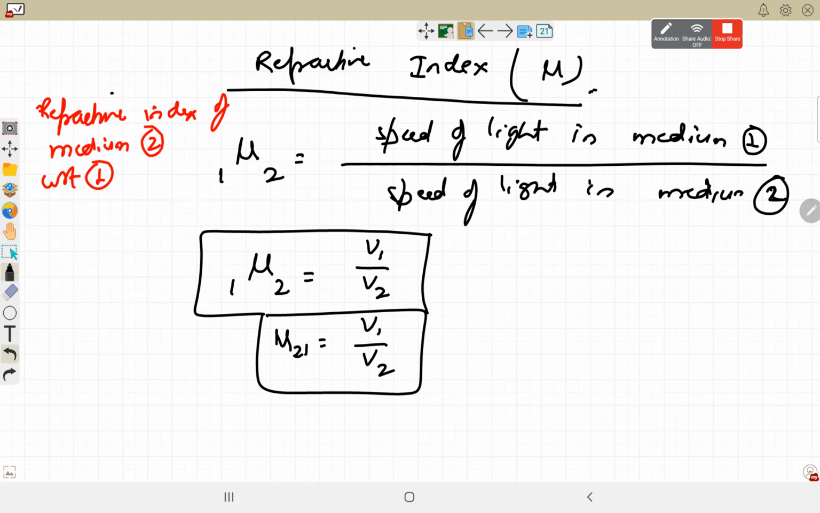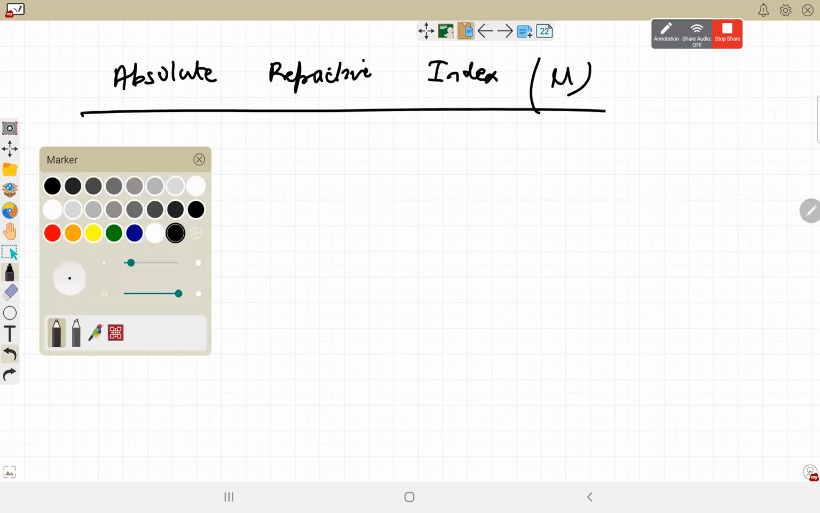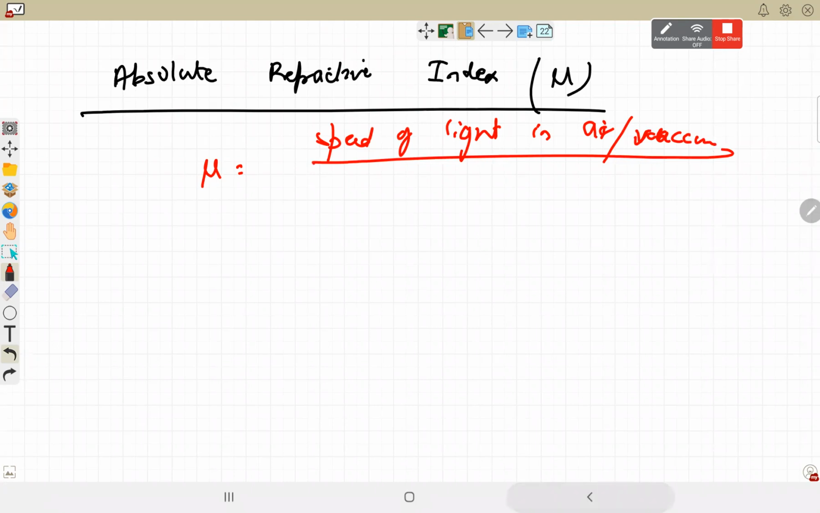Absolute refractive index का मतलब जो बाहर कोई और मीडियम नहीं है, जब कोई मीडियम नहीं है तो हम उसको यूज करेंगे as a vacuum. If there is no outside medium, that can be considered as vacuum. और वैक्यूम में स्पीड या एयर में स्पीड एक ही होती है, so हम उसको यूज करेंगे. Absolute refractive index is speed of light in air or vacuum divided by speed of light in that medium. जिस medium का हम refractive index calculate कर रहे हैं, speed of light in that medium.